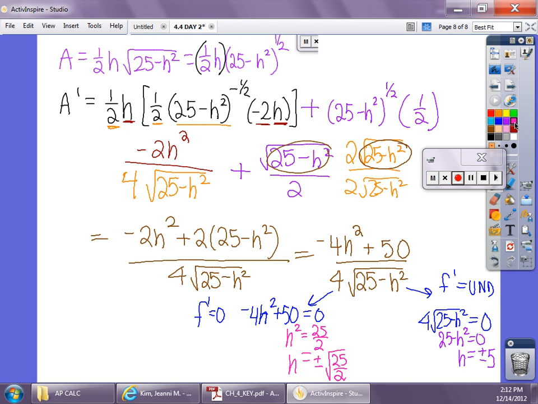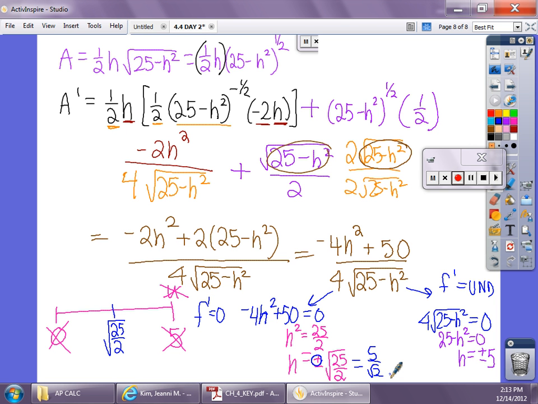So let's make our sign chart. If you remember, our domain was 0 to 5. We're not allowed to use the 0 and the 5 because they were not real endpoints. We ended up with an undefined derivative at 5. We end up having the plus or minus square root, but the negative square root wouldn't fit on our sign chart, so we end up with the square root of 25 over 2. If you wanted to rewrite that as the root of 5 over root 2, that would work too.